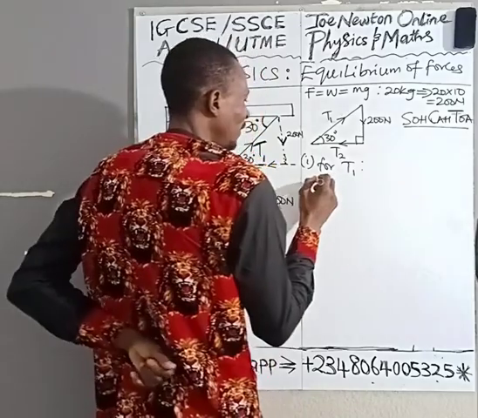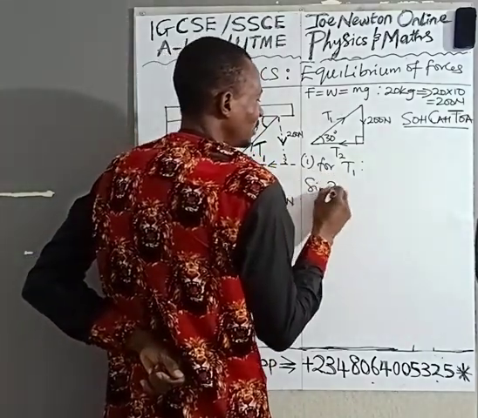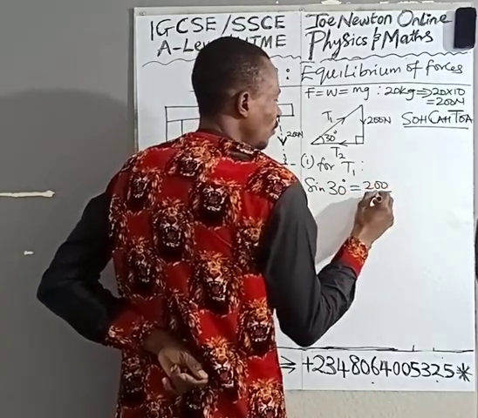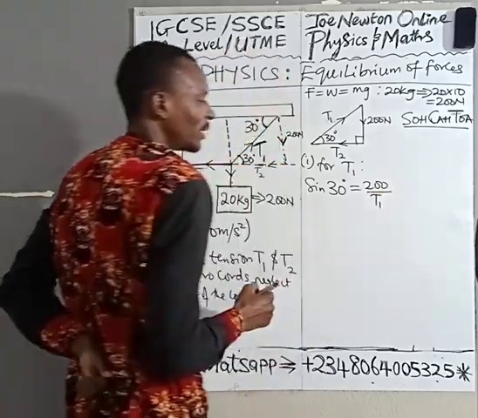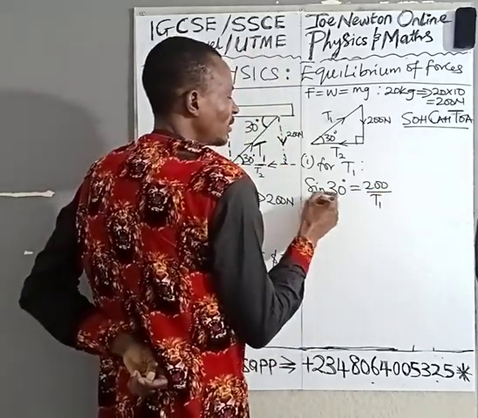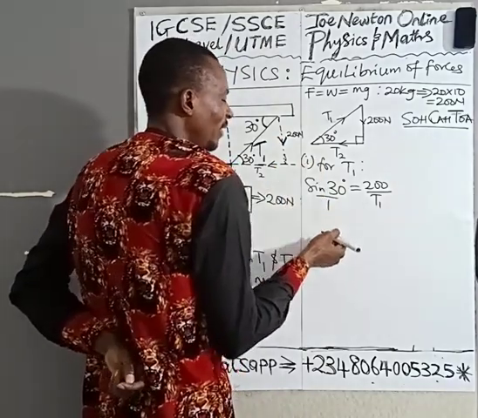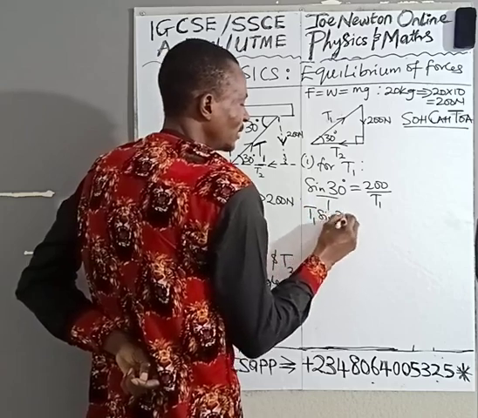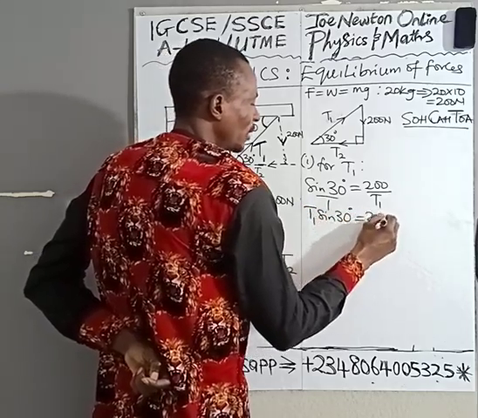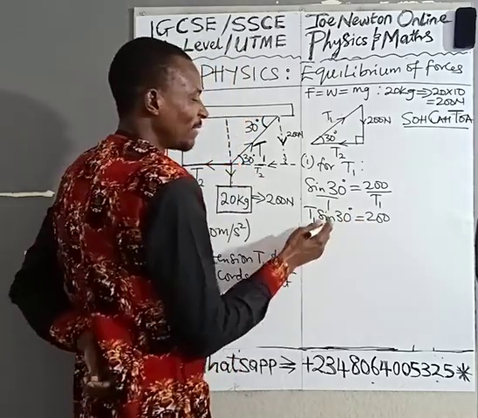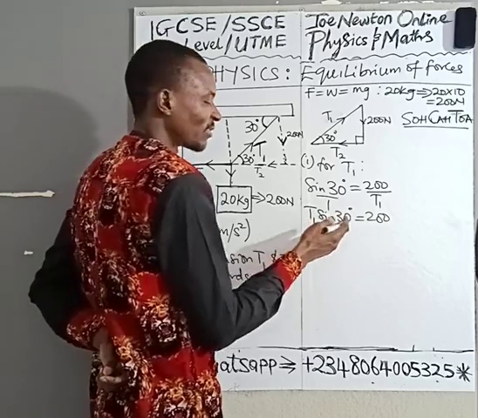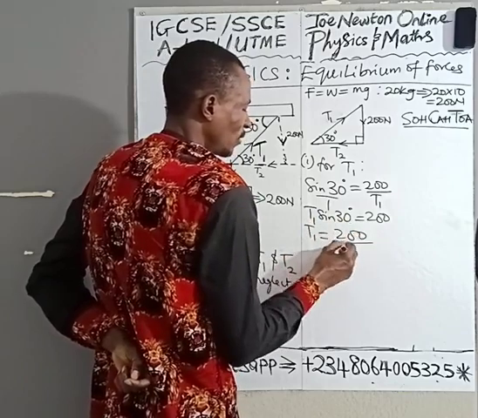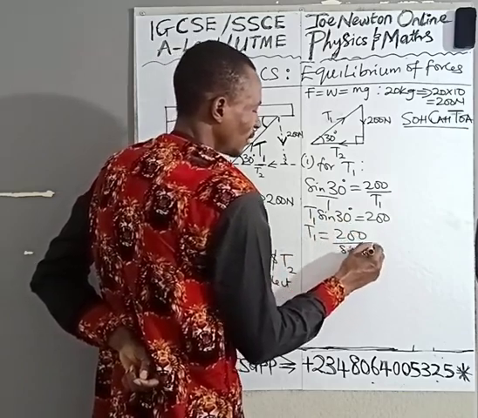So we now say sine 30 degrees is equal to 200 over T1, opposite over hypotenuse. Then to get this over 1, we cross multiply. Therefore, we have that T1 sine 30 degrees will be equal to 200. To find T1, we divide both sides by the coefficient of T1, which is sine 30. So T1 is equal to 200 over sine 30 degrees.